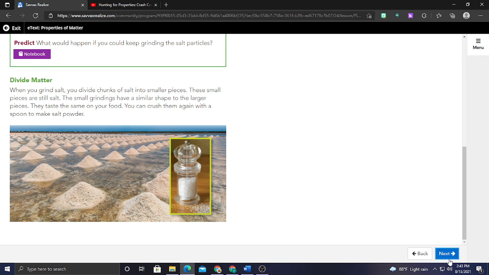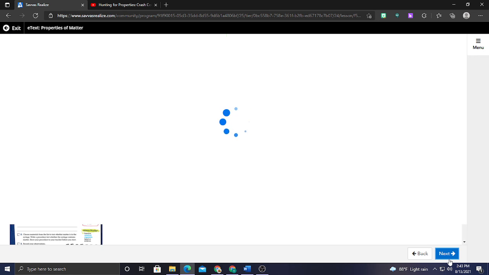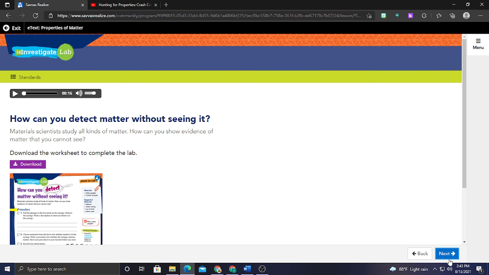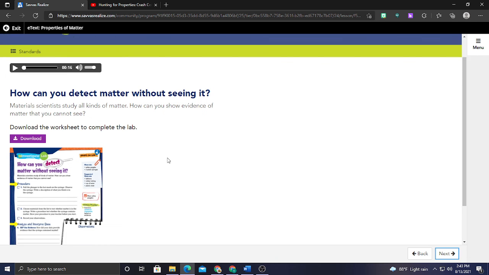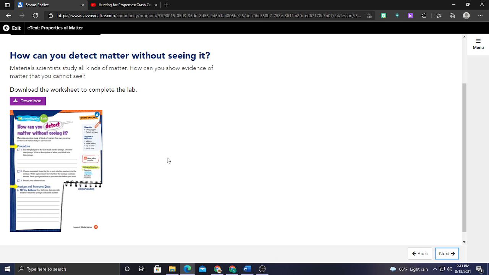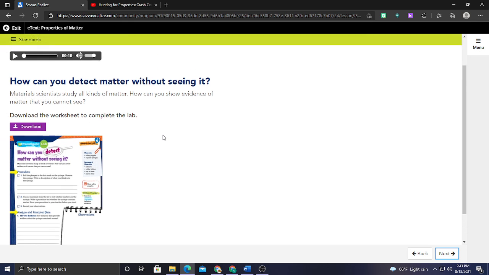Alrighty. And we are also going to discover how we can detect matter without seeing it. The materials you're going to need have been put into your newsletter: balloons, rubber tubing, a cup of water, and a plastic skewer.